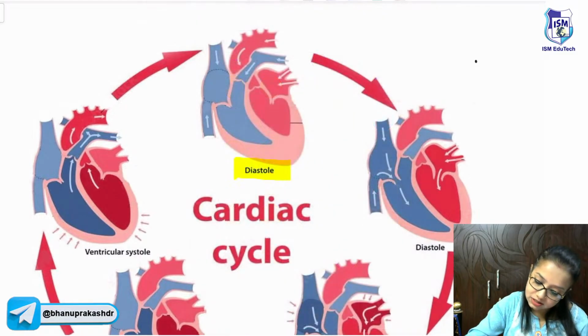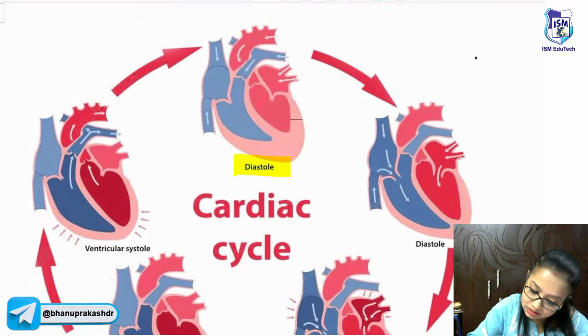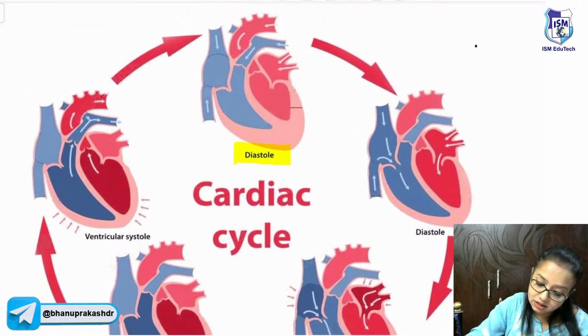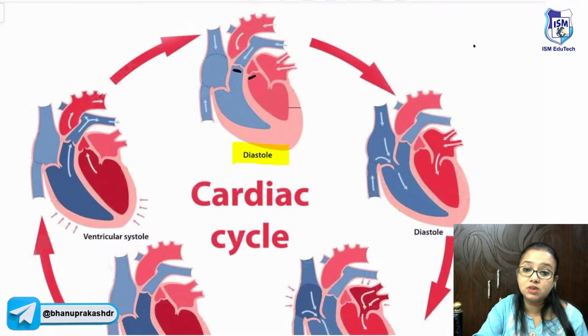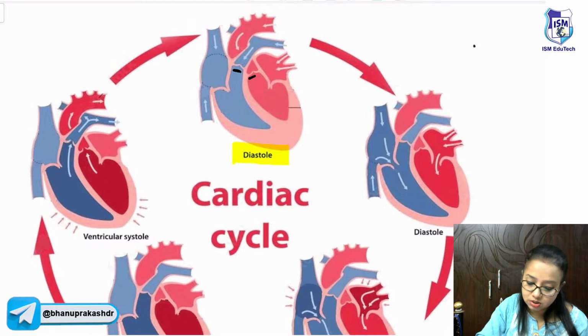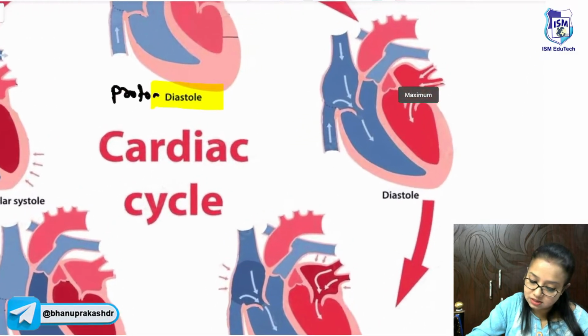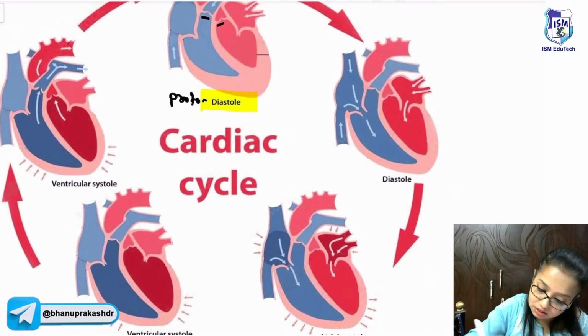In the diastolic phase, there is filling of the ventricles from the atrium. So this is the first one, your protodiastole, where you can see the semilunar valves have closed, and you can hear the second heart sound. This is the protodiastolic phase. Let me better write it. Protodiastolic phase.